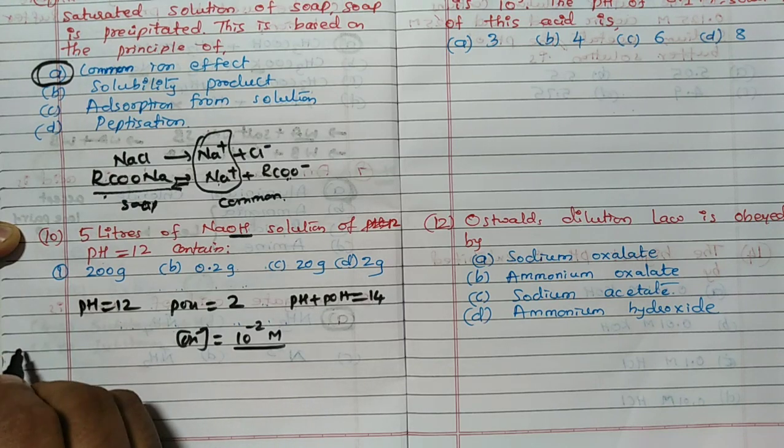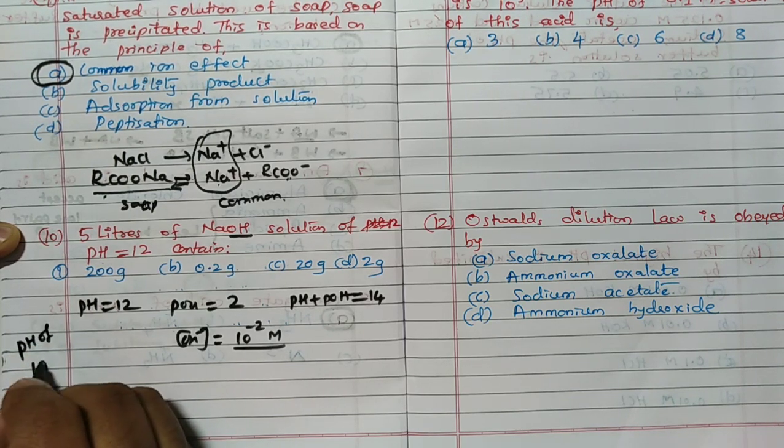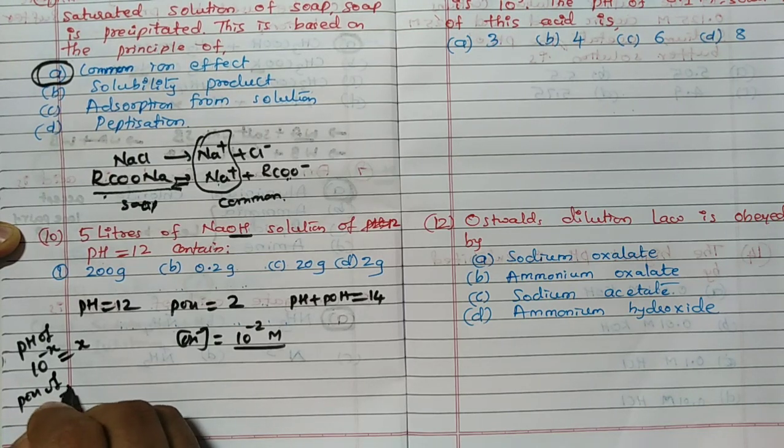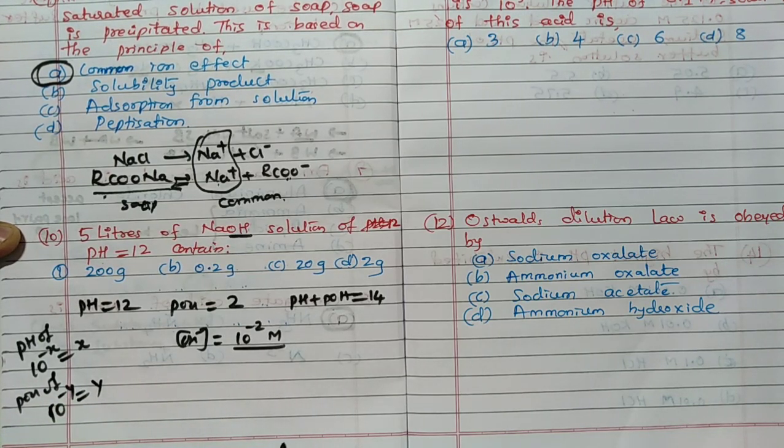How? See, very simple. Always remember one thing: the pH of 10 to the power minus x is equal to x. Similarly, the pOH of 10 to the power minus y is equal to y, because you will use the formula pH is equal to minus log H+. When you solve that, you are going to get the same. Now you reverse it. If you want the H+ ion concentration, it is nothing but 10 to the power minus x, so 2 is nothing but 10 to the power minus 2 M. Directly you can write. Now this is molarity.